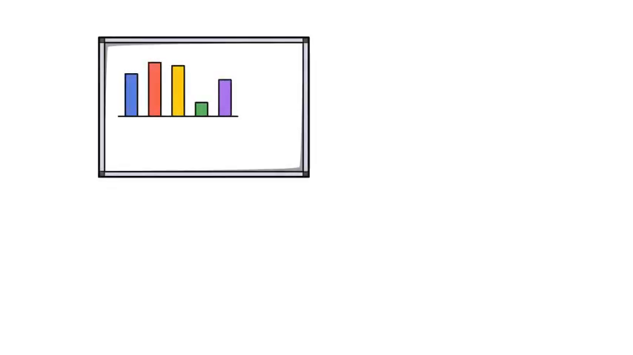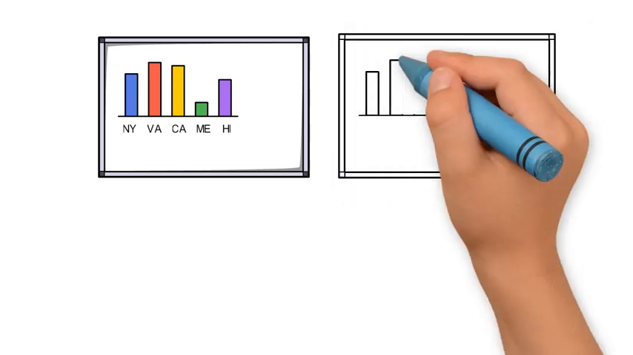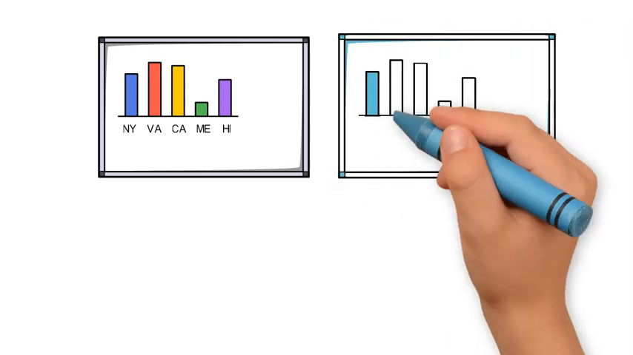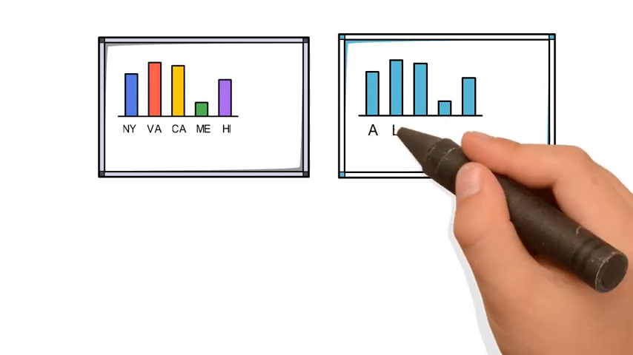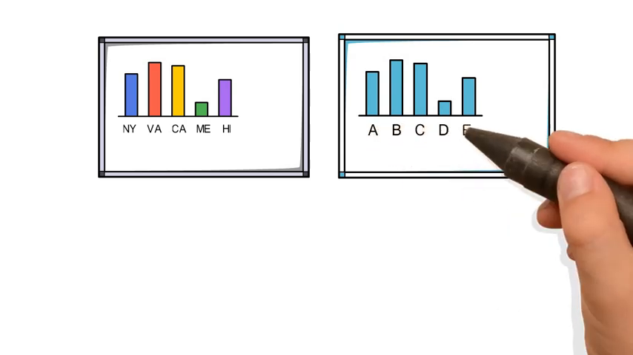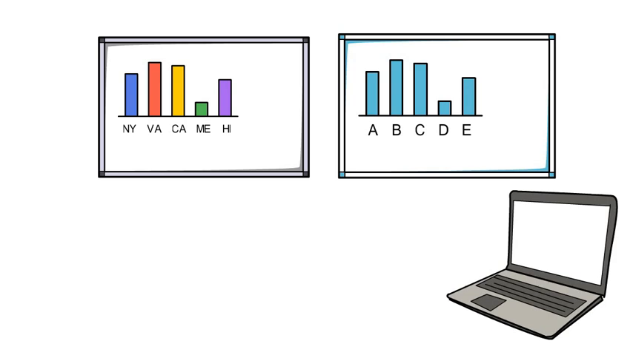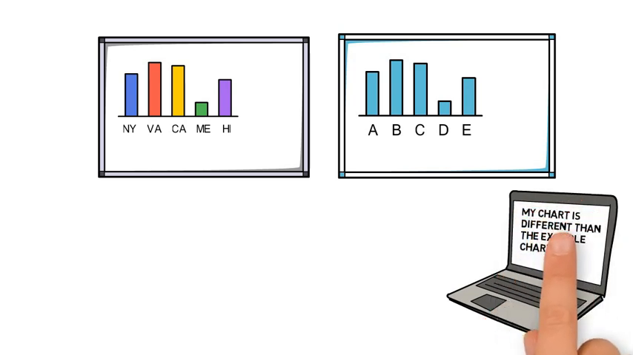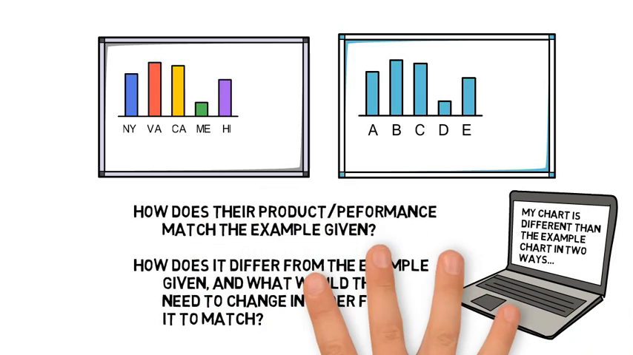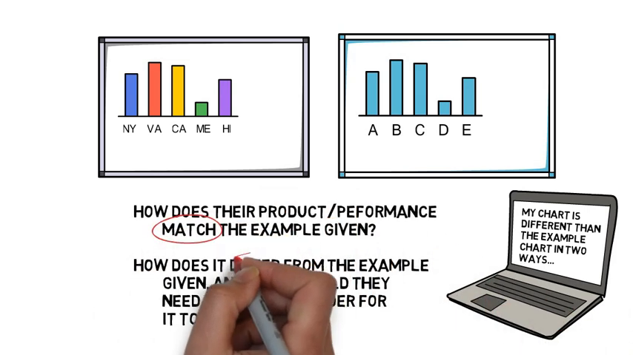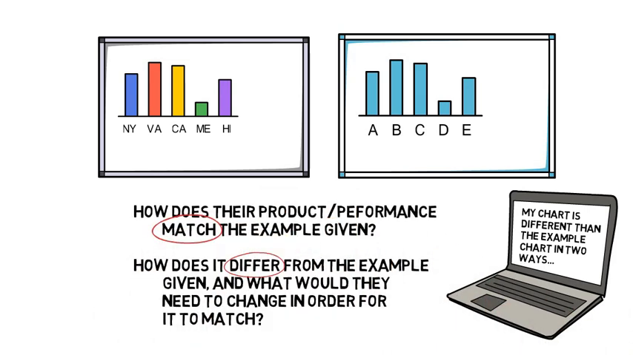As we can, let's spend time asking students to compare their efforts to the given example. Place a successful version of what students need to do in front of them. Then ask them to write a letter or some form of expression to us describing these three elements. How does their product or performance match the example of excellence? How does it differ from the example of excellence? And what would they need to do in order for it to match?